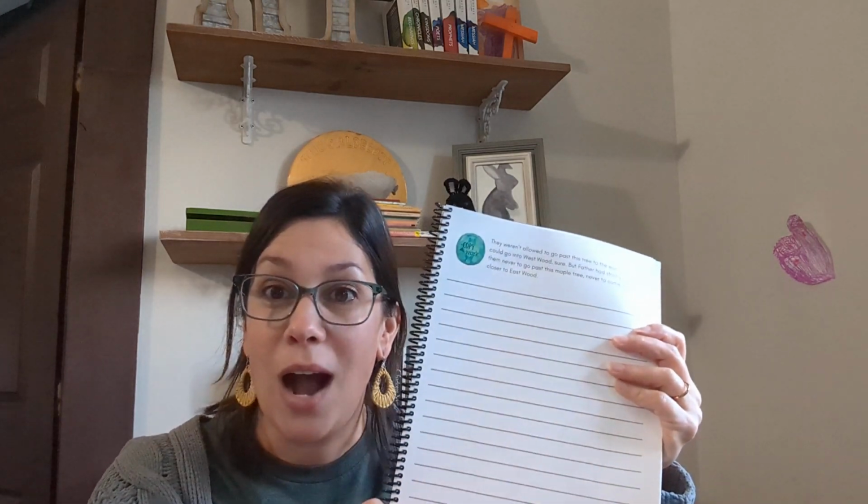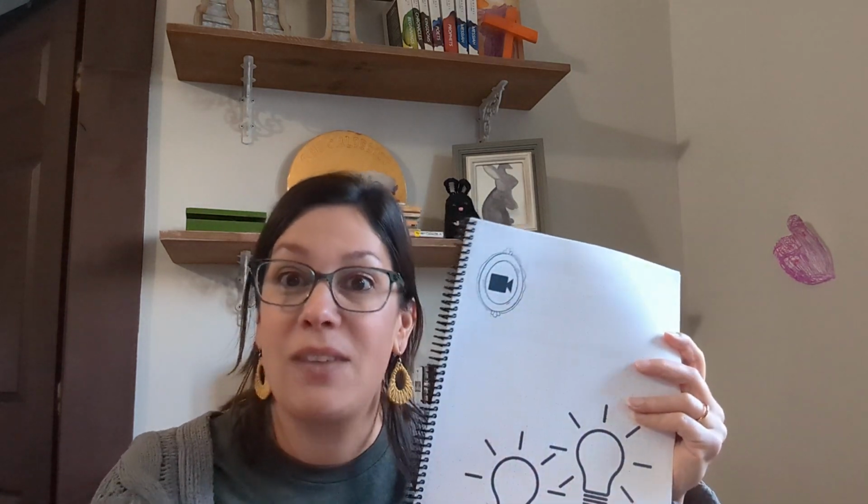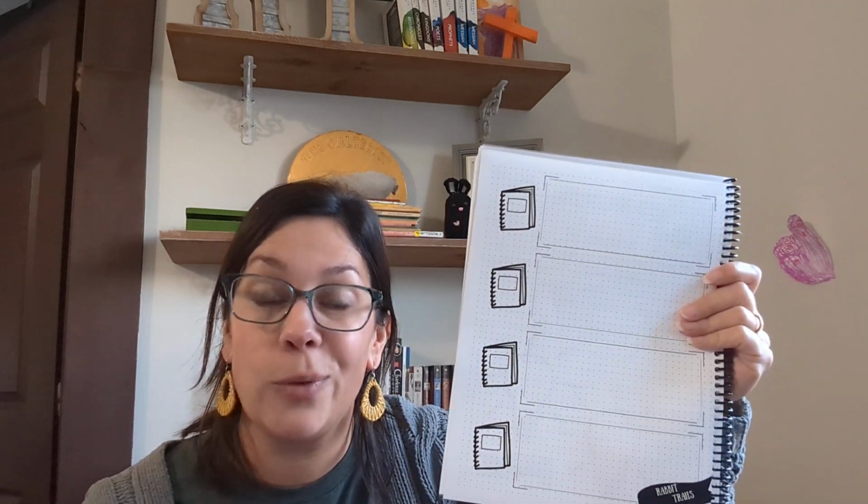There is room for your copy work. There is a place for the Bible copy work as well in here. There's also a place where, as you are watching those videos in every lesson, if your kiddo wants to write down anything they learned, there's a space for it. Same for the picture books that you are reading: if your kiddo wants to jot down anything they learned from those books, they can put it in this space.